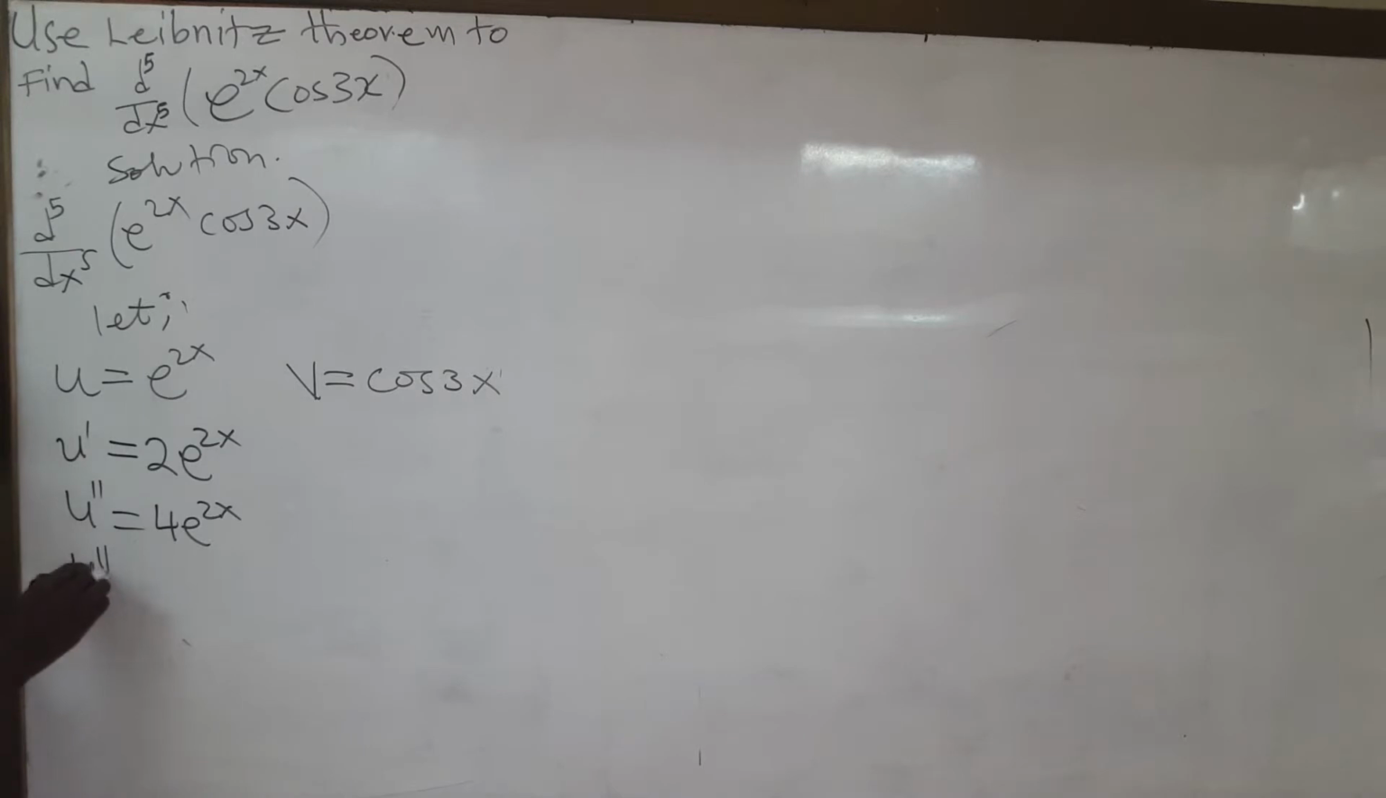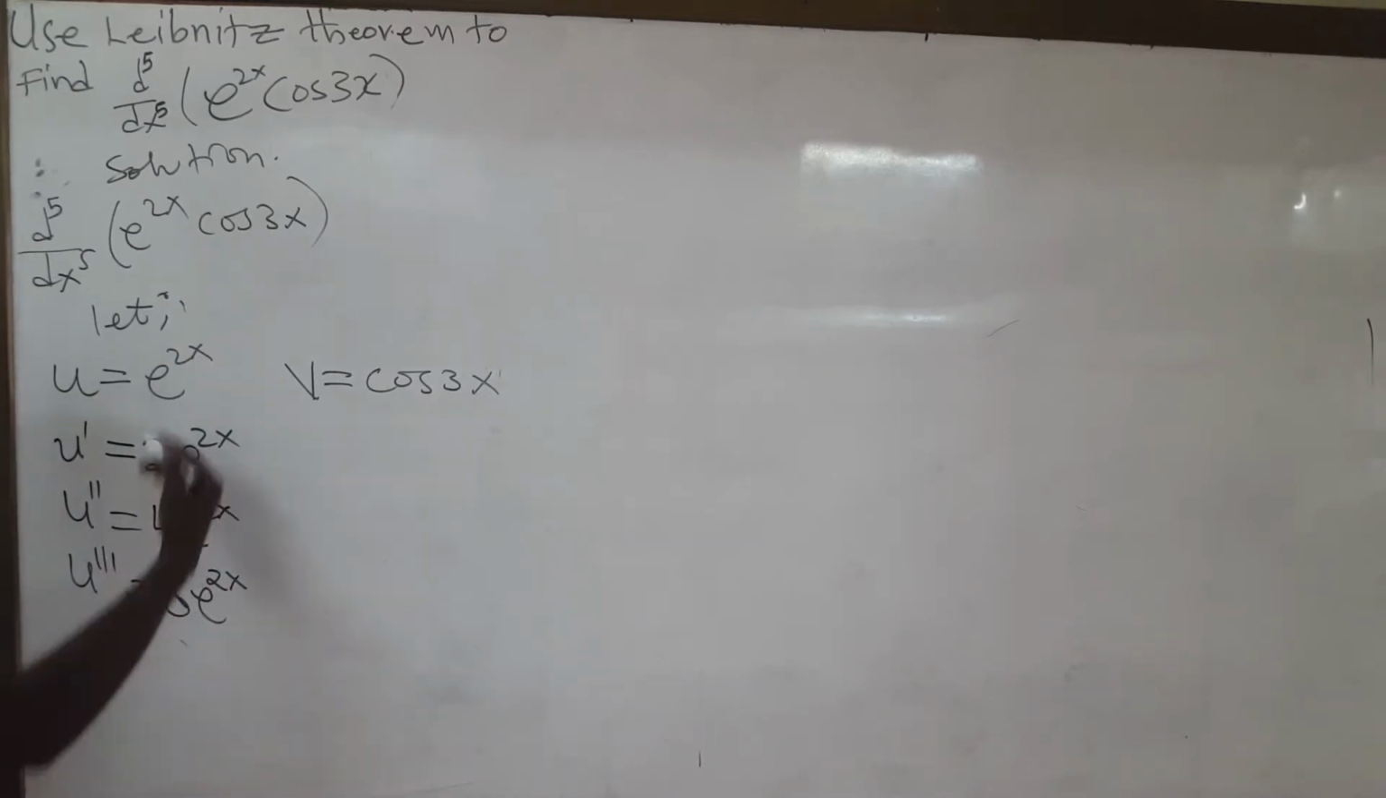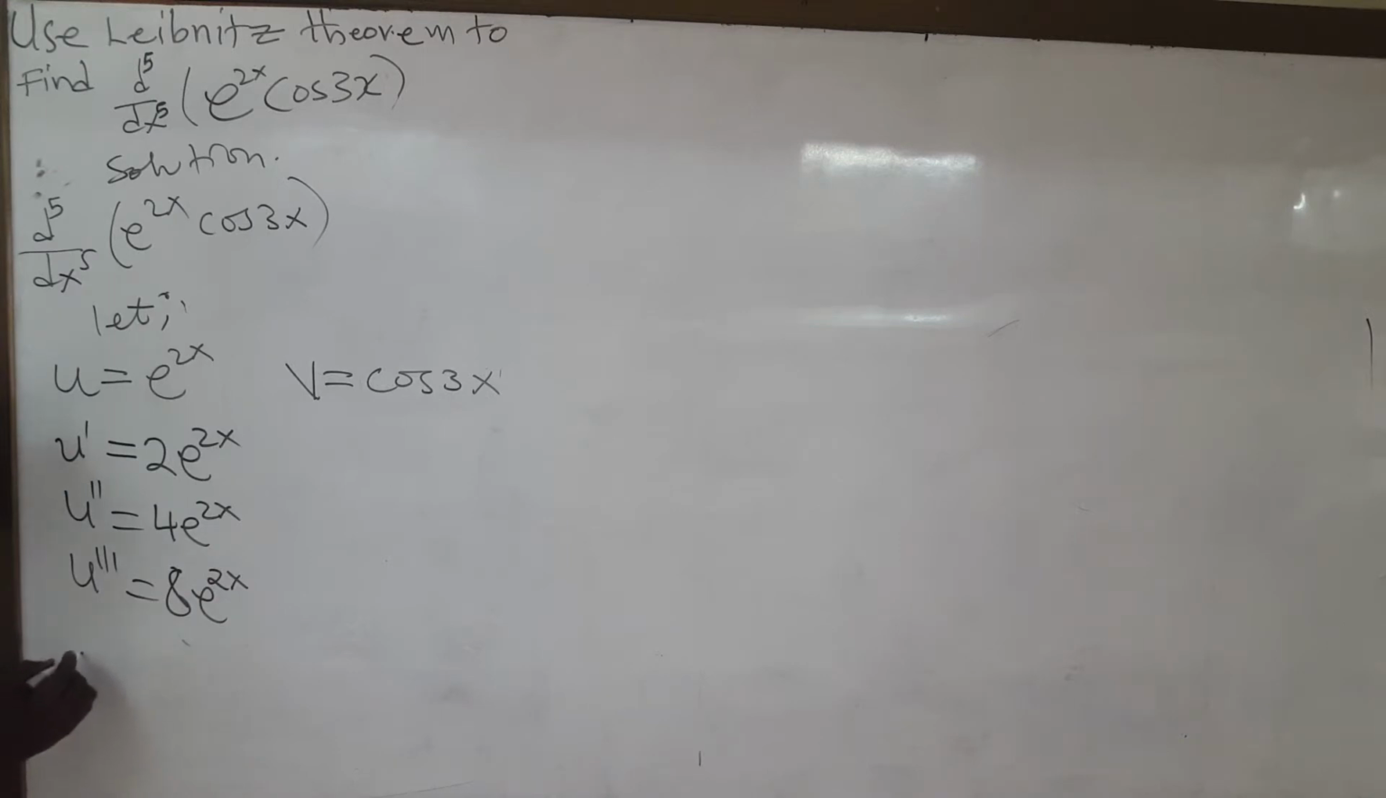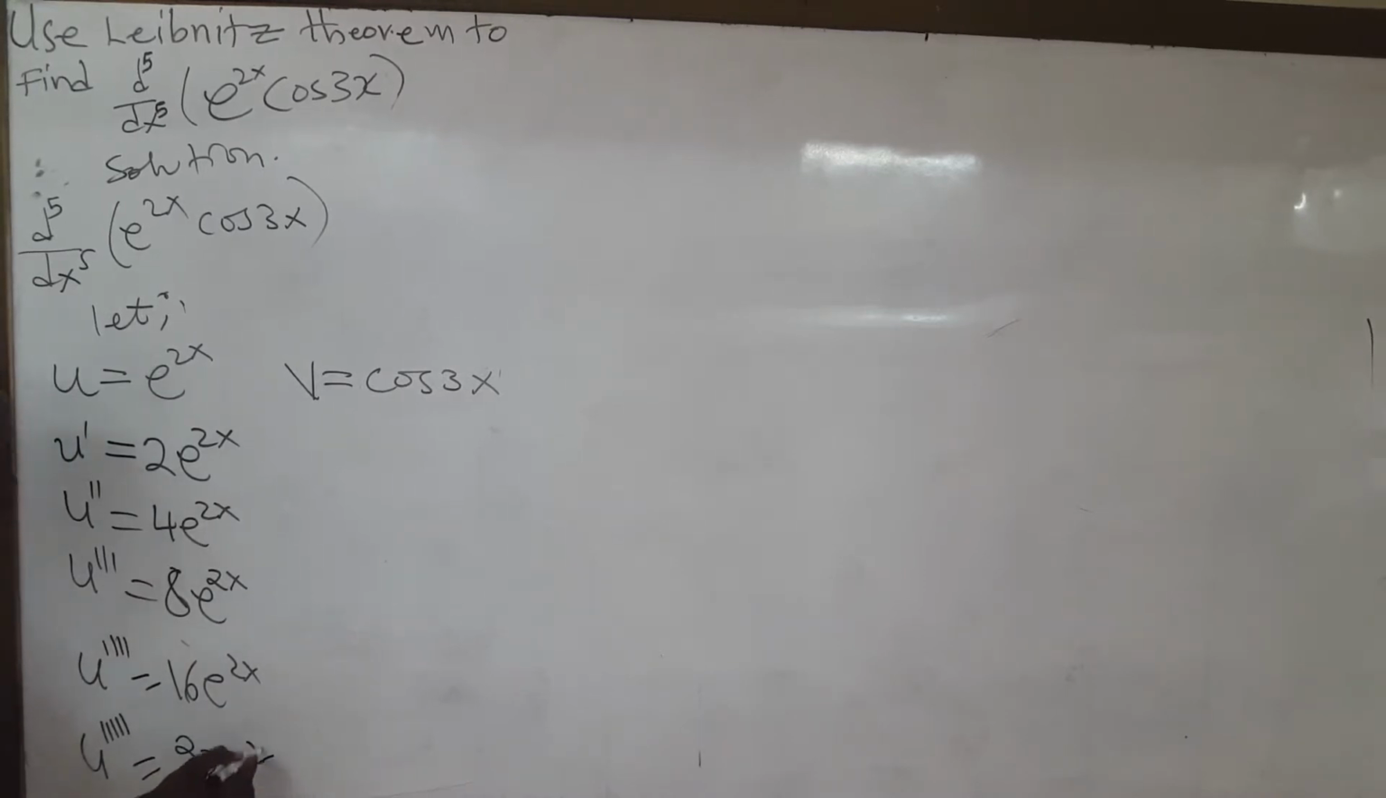Then to find the third differential, we have to differentiate this one for the third time. When we differentiate 2x, we have 2. So 2 times 4 gives us 8, so 8 e exponent 2x. Then we keep doing that. We find the fourth differential, and we are going to get 16 e exponent 2x. We find the fifth differential, 1, 2, 3, 4, 5. We are going to get 32, that's 2 times 16, this now gives us 32 e exponent 2x.